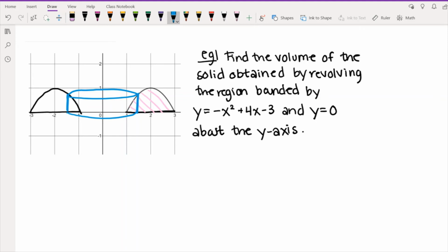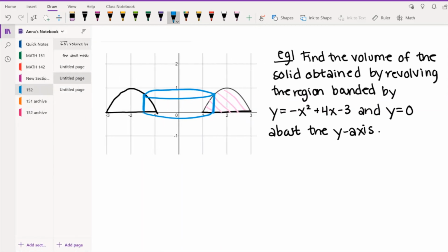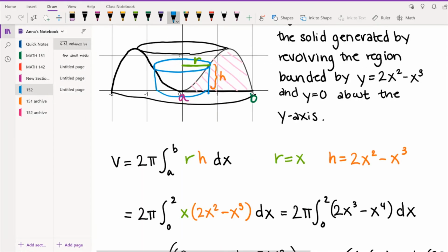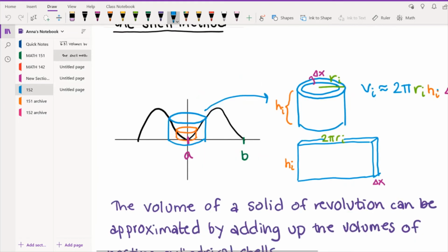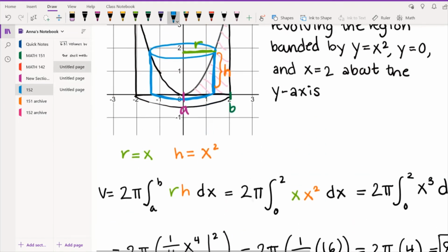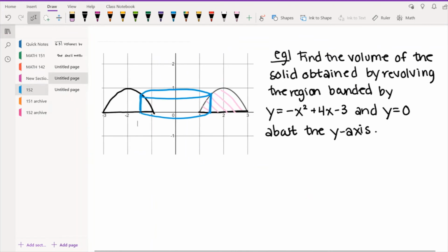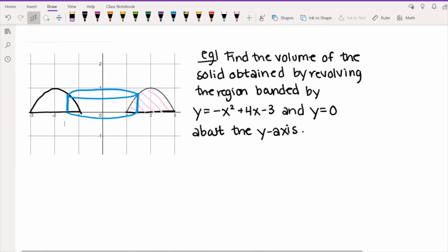One thing you might notice that is a little different in this one is that it doesn't go all the way into 0. The previous examples started at 0, but this one has a hole in the middle. So you might be wondering, does that affect what we use for R? We actually are still going to use the radius being equal to x.